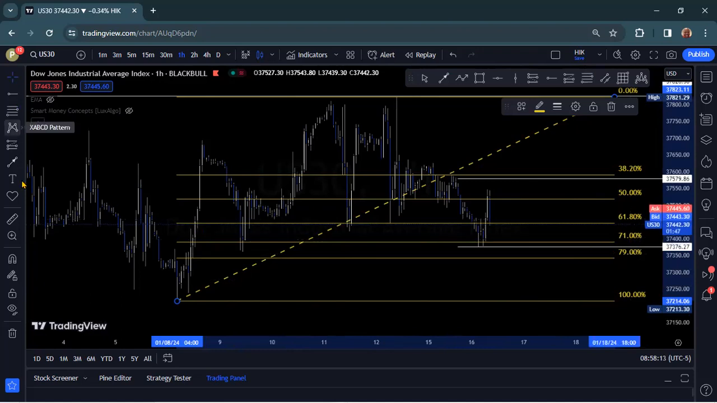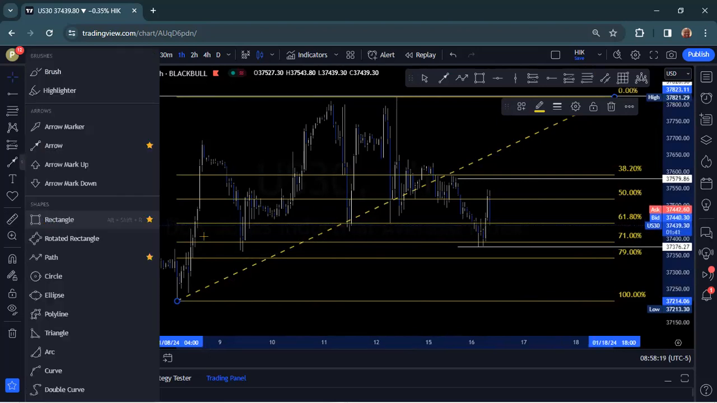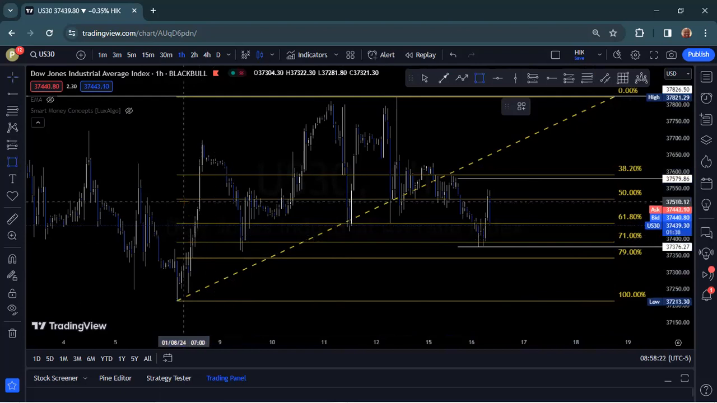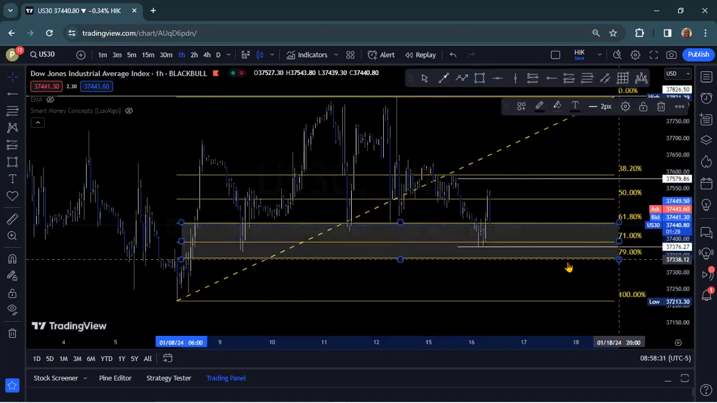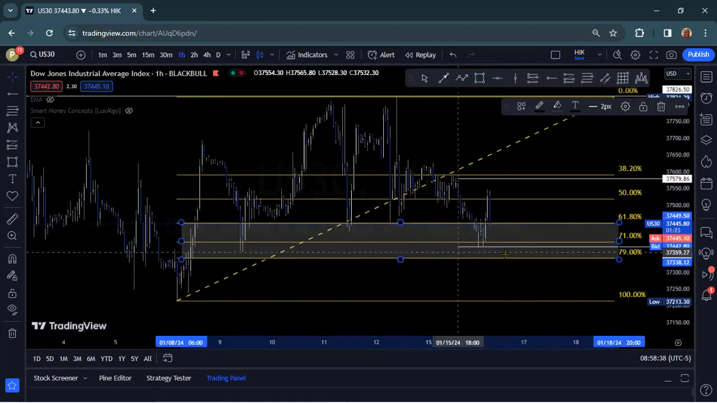So typically what I do is I take this tool, the rectangle, and I box this up here between 61.8 and 79. This is my sweet spot. This is my sweet spot. I'm looking for buys bouncing off this sweet spot.